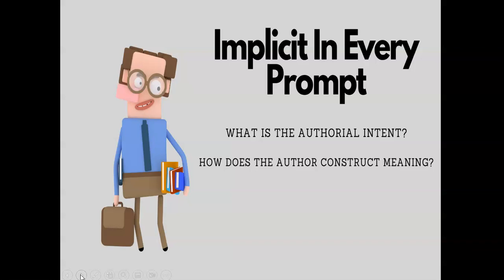If the prompt is intentional in setting the kids up to write literary analysis and not plot analysis, then implicitly you're going to have two questions. What is the authorial intent? And how does the author construct meaning? For the younger kids, I talk about universal theme instead of authorial intent. And construction of meaning is just: what are the literary terms and devices the author uses to make meaning?